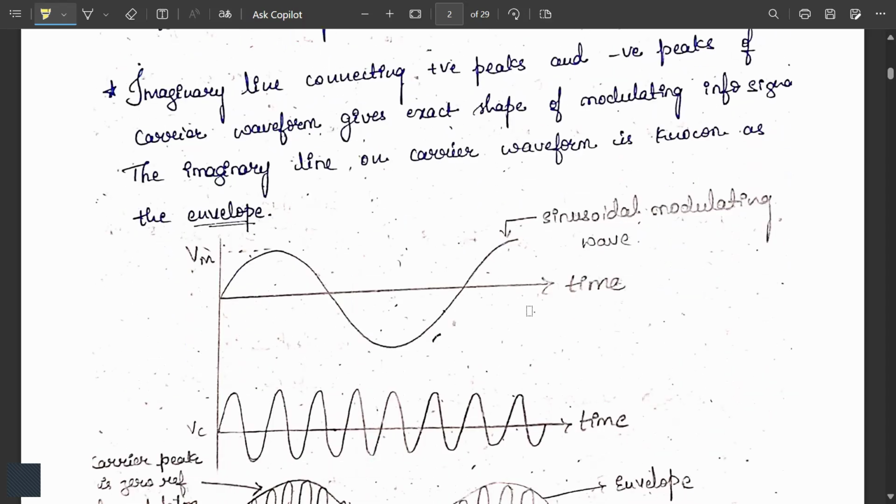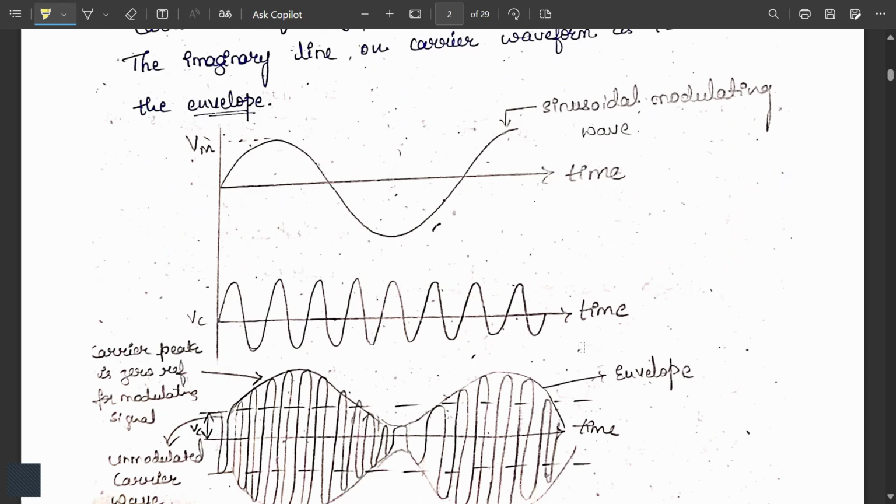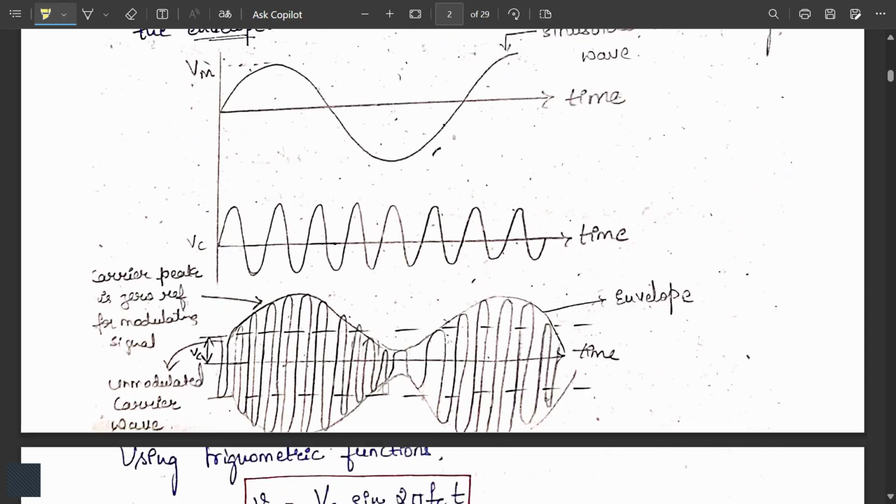Let us consider this is a modulating signal, Vm versus time, in a graph. Here this is a carrier signal. What do we get? We get a modulated signal. This is our AM signal, where the carrier peak is the zero reference for the modulating signal, and here it is the unmodulated carrier signal. Then it forms an envelope. This is an envelope.